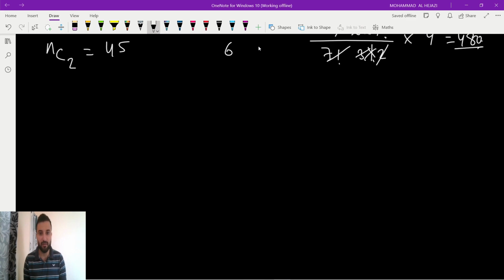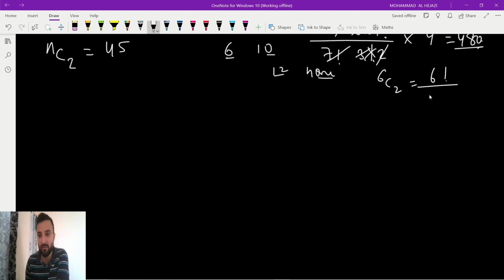So we will see 6, 10, 12, none. We will substitute each and every option and see in which we get 45. First 6C2: 6 factorial divided by (6 minus 2) factorial, which is 4 factorial, into 2 factorial. So it goes to 6 into 5 into 4 factorial, the 4 factorial gets cancelled, so it becomes 6 into 5 by 2. That's 15, not 45.